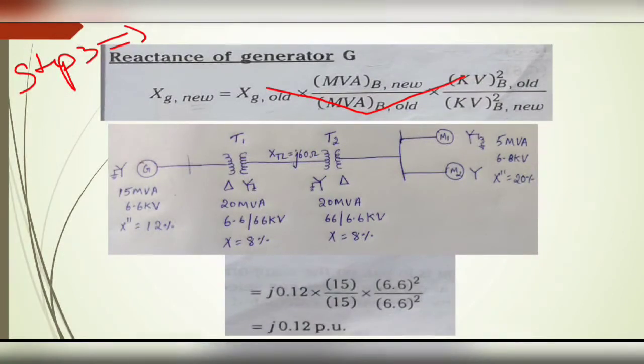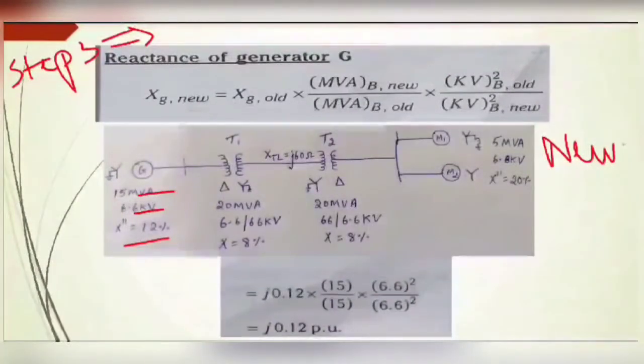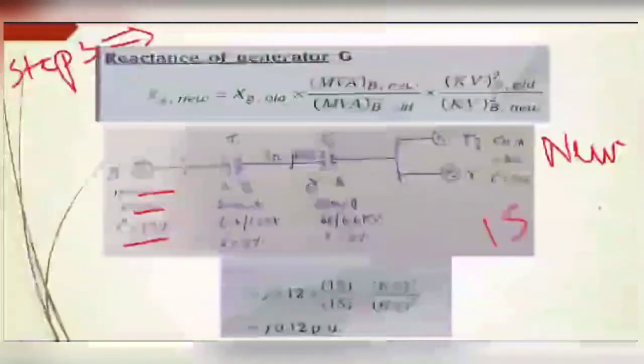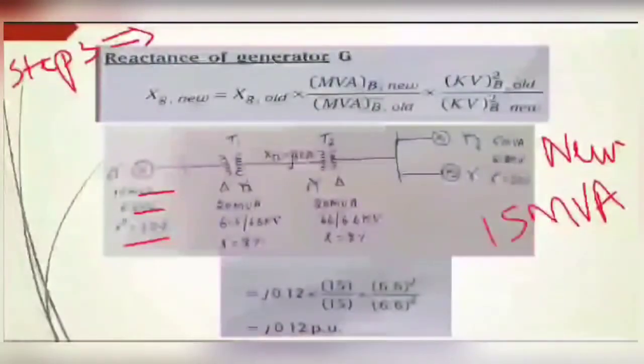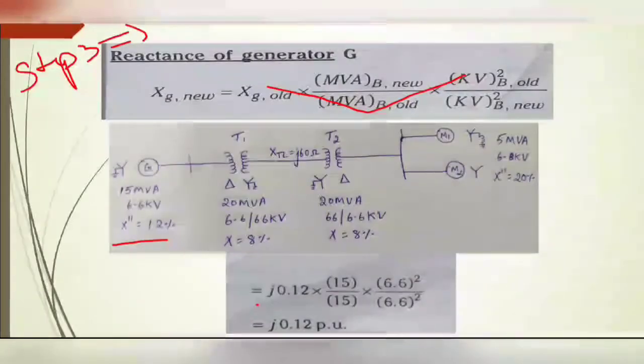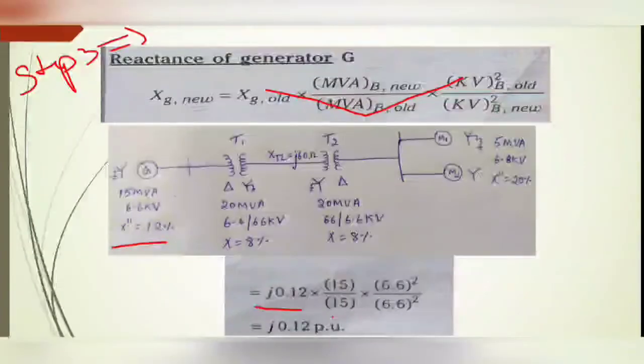These are the old values of generator: 15 MVA, 6.6 kilovolt, X double dash 12%. The new values are, we have chosen MVA new as 15 MVA and then KV base new for generator is 6.6 kilovolt. X double dash is 12%, so therefore J 0.12 is the reactance old value. The old and new value of MVA is 15 and the old and new value of KVB is 6.6 kilovolt. So therefore J 0.12 pu.